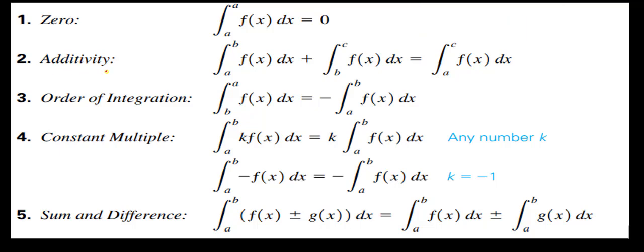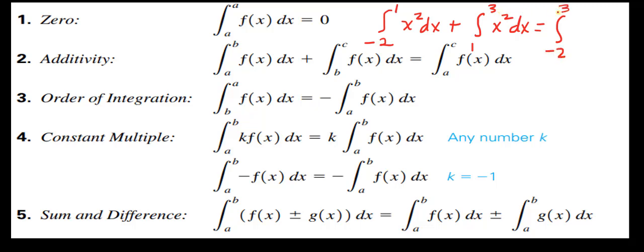Next, we have additivity. If you have the integral of f of x from a to b plus the integral from b to c, that would equal the integral of f of x from a to c. So the example would be the integral from, let's say, -2 to 1 of x squared dx plus the integral from 1 to 3 of x squared dx. This will be the same thing as the integral from -2 to 3 of x squared dx.